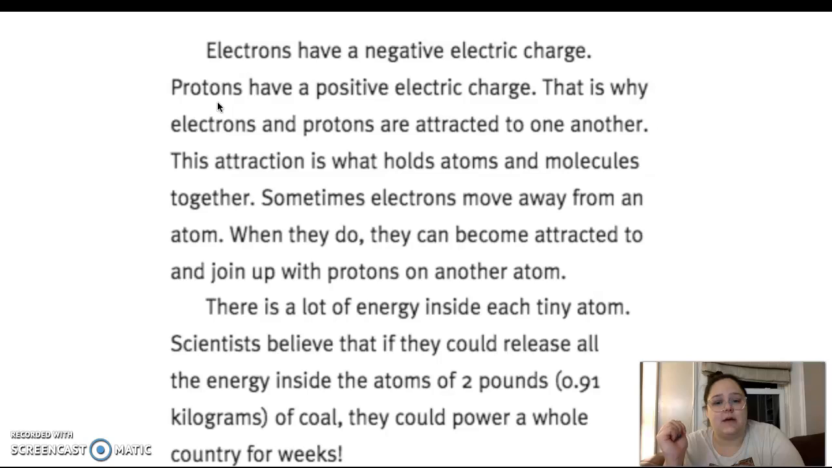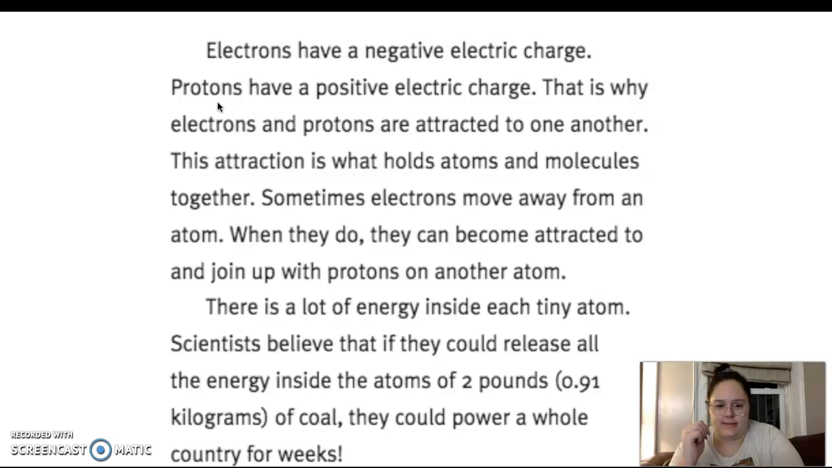There is a lot of energy inside each tiny atom. Scientists believe if they could release all the energy inside the atoms of 2 pounds of coal, they could power a whole country for weeks.